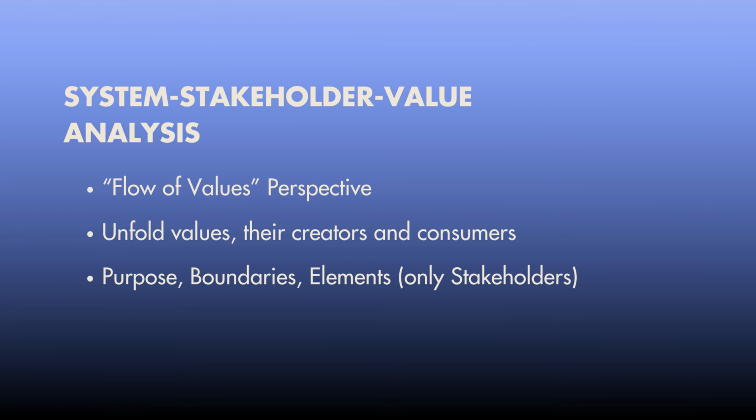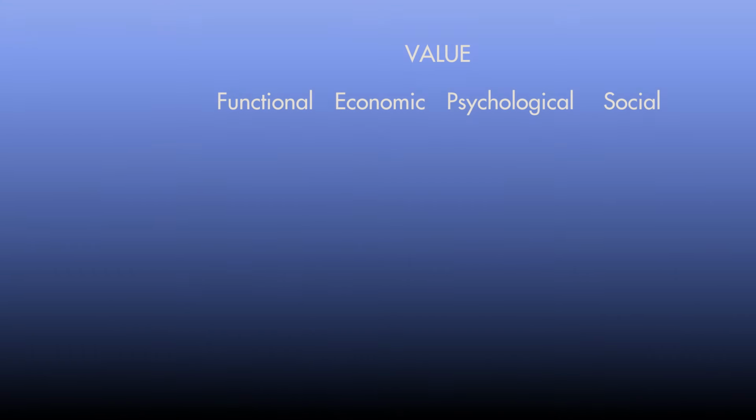And the aim of this analysis is to unfold values and their stakeholders so that we can define purpose, boundaries, and some elements of those systems. As a matter of fact, once you define value, you instantly define the purpose or function of the system or subsystem in that environment. That's the beauty of this tool. In SSVA, we have four essential types of value which are present in modern markets. They are economic value, functional value, social value, and psychological value.